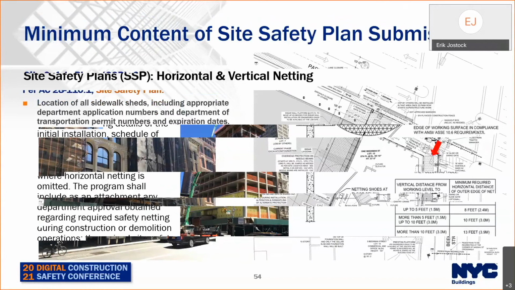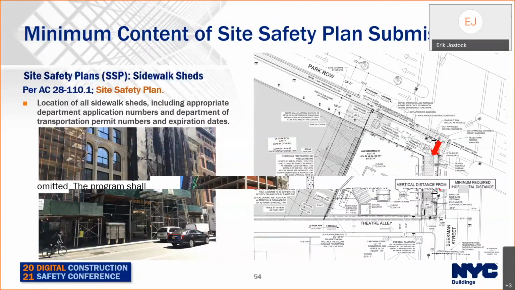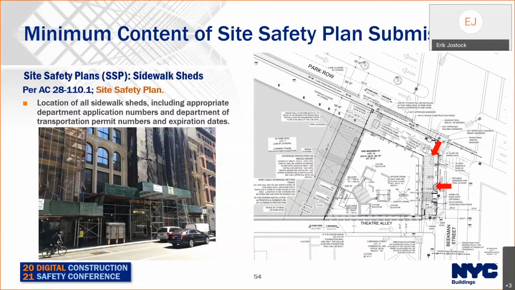Sidewalk sheds. Location of sidewalk sheds, including appropriate department application numbers and Department of Transportation permit numbers and expiration dates. BC 3307.6.2, where required, sidewalk sheds shall be installed and maintained to protect all sidewalks, walkways, and pathways within the property line of a site and all public sidewalks that abut the property. Where one of these public ways is located immediately below a scaffold, mast climber, or chute, the shed must be installed prior to the installation of the equipment.